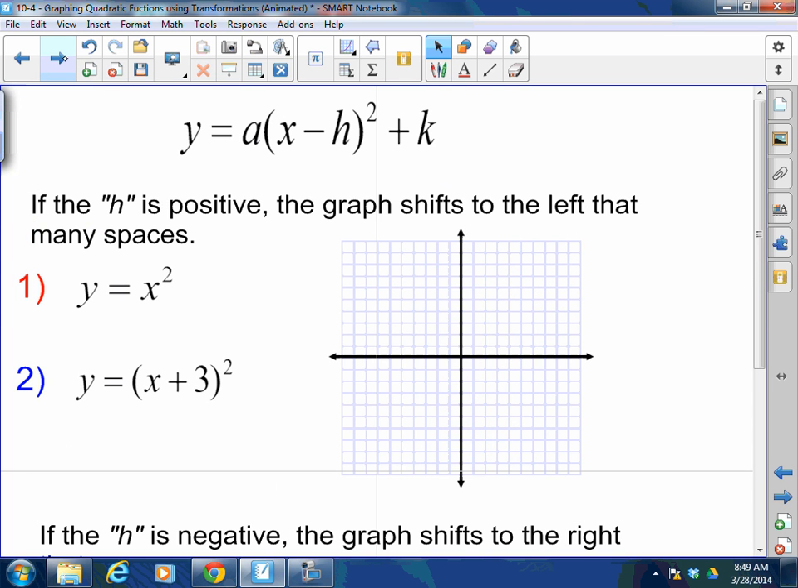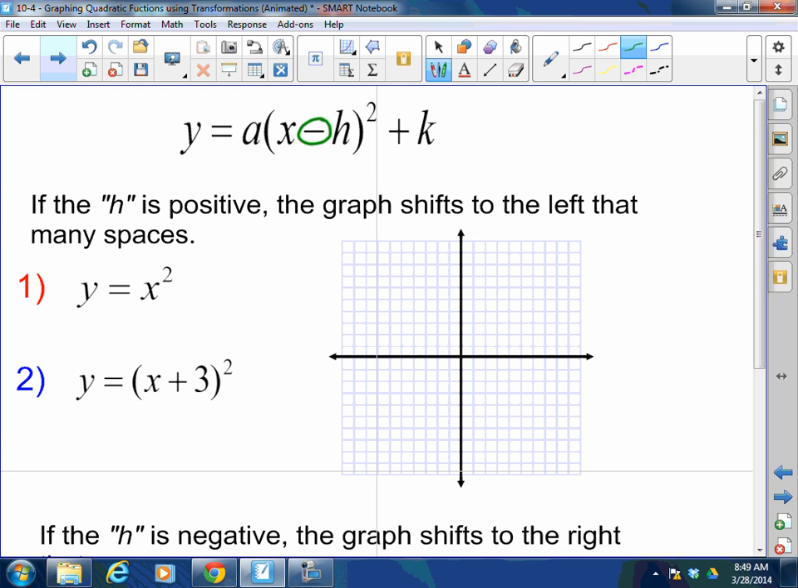Let's continue. Okay, now let's talk about the H. We already know what the H does, guys. The H is a horizontal shift, okay? Remember, H is positive, but this little guy makes whatever value of H its opposite. If it's positive, it's going to shift to the left. If it's negative, it's going to shift to the right. Remember that H shifts horizontally.